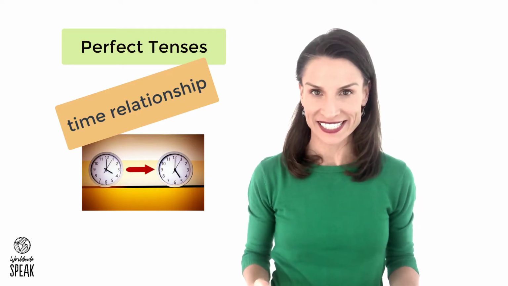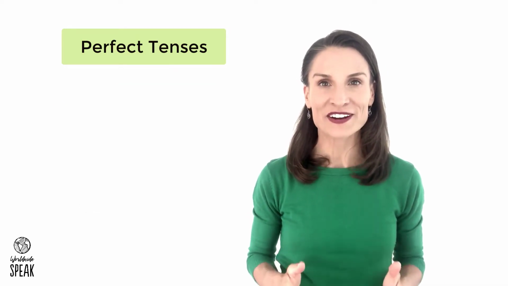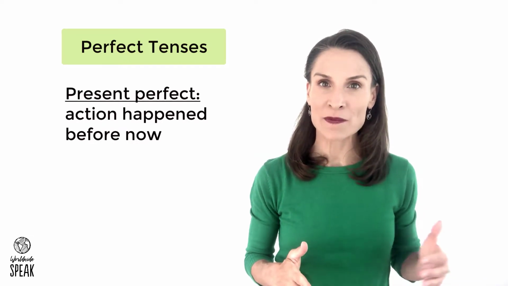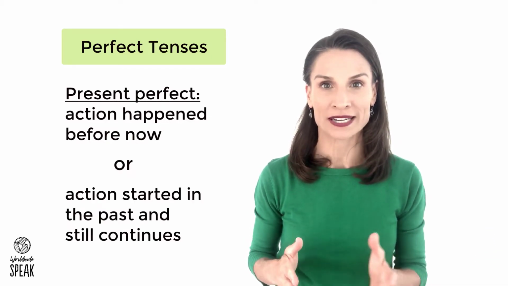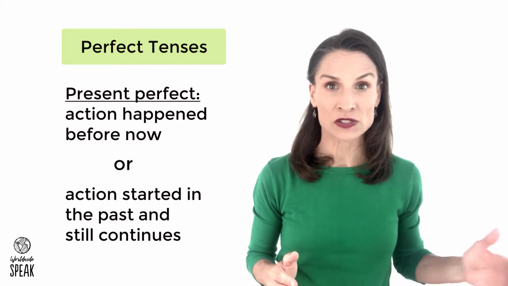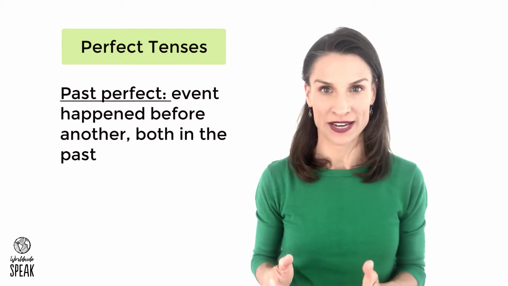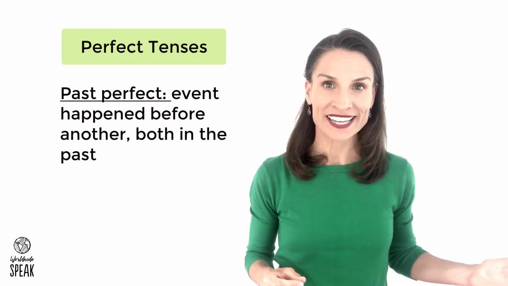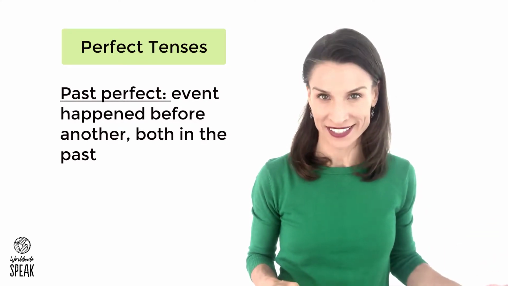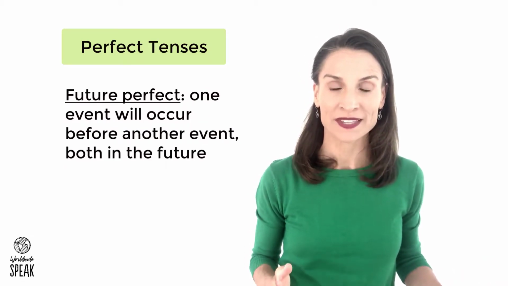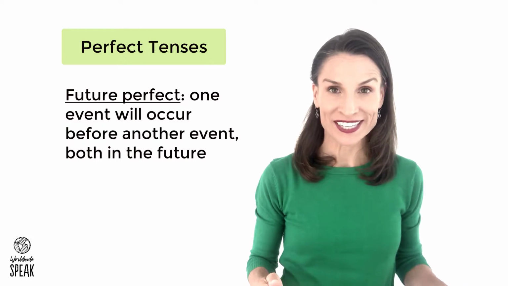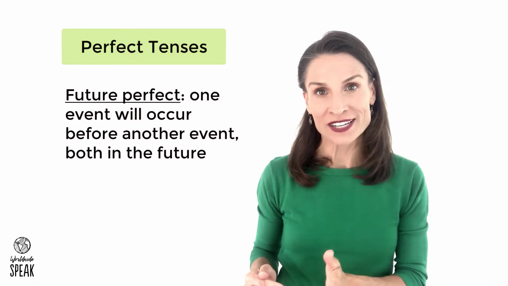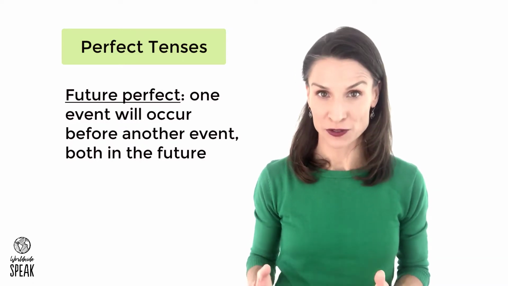With the perfect tenses, time relationship is very important. With present perfect, we are saying that some action happened before now, or that something started in the past and continues to now. With past perfect, we are showing that one event happened before another event, both in the past. And with future perfect, we are saying that one event will happen before another event, both in the future.